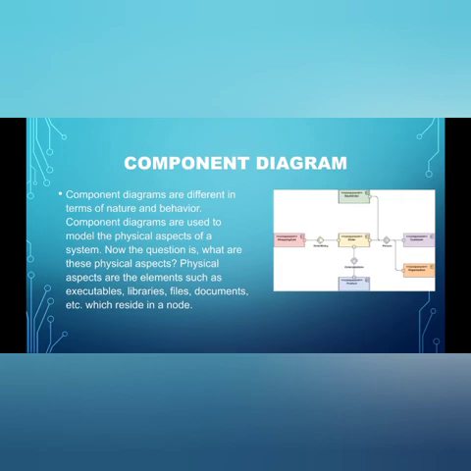Component diagram. Component diagrams are different in terms of nature and behavior. Component diagrams are used to model the physical aspect of a system. Now, the question is, what are the physical aspects? Physical aspects are the elements such as executables, libraries, files, documents, etc., which reside in a node.